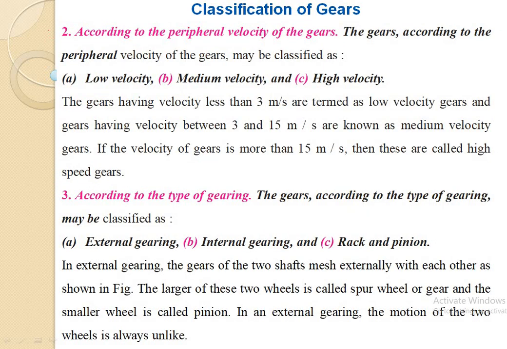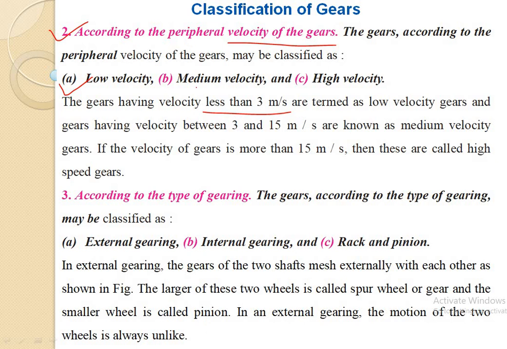Now the second basic criterion for classification of gear is depending upon the velocity of the gear. How are gears classified depending upon the velocity? The first classification is low velocity. When can we say it is a low velocity gear? If two gears get engaged and their velocity is less than 3 meter per second, then we can say these gears are low velocity gears.